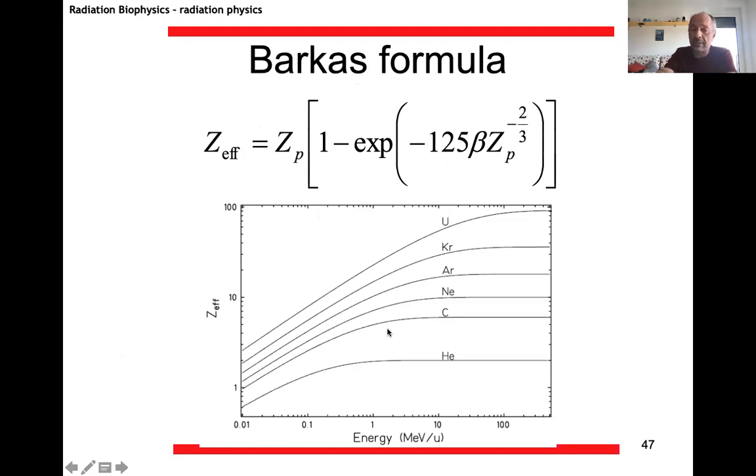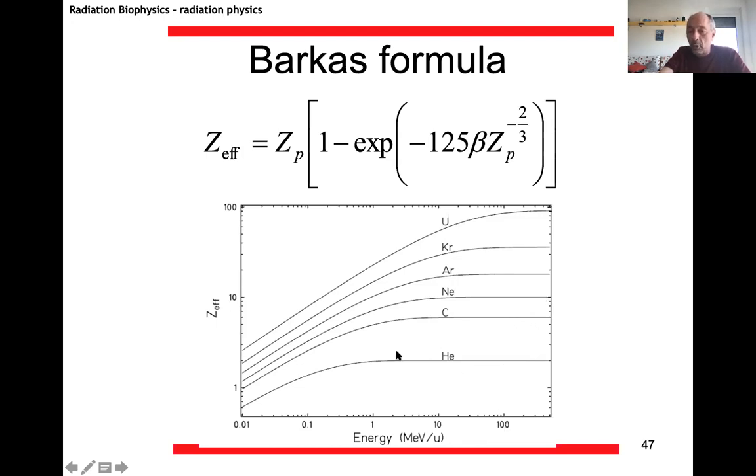You see here the nice example of the effective charge as a function of the energy for different ions. You see helium, carbon, neon, argon, krypton, and uranium. And you see that when you go to very high energy, the ion is stripped, and the charge is what is supposed to be. For helium it is 2, for carbon 6, for neon 10, and so on and so forth.